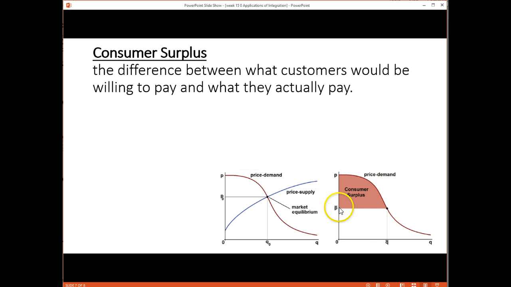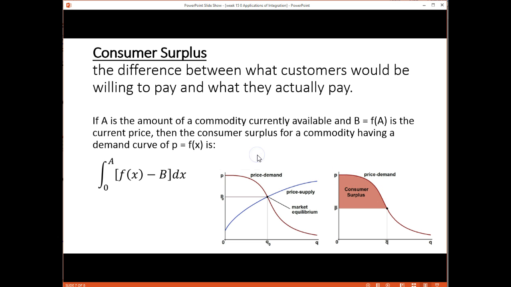Now if you want to think about it, if we use this demand curve here, I can find the area under this demand curve all the way down to the x-axis. But I can also find the area of this rectangle. And if I subtract the two, that simply gives me the area up here, or the consumer surplus. So this is how we're going to define it.